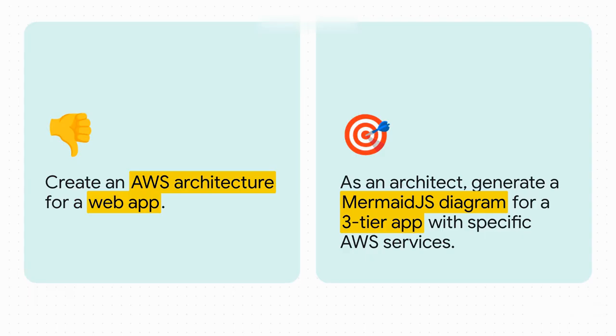We assign a persona, Senior AWS Solutions Architect. We demand a specific format, Mermaid.js, which is perfect because it's just text and LLMs are great at that. And then we list the exact AWS services to use. See? That is how you get a precise result.